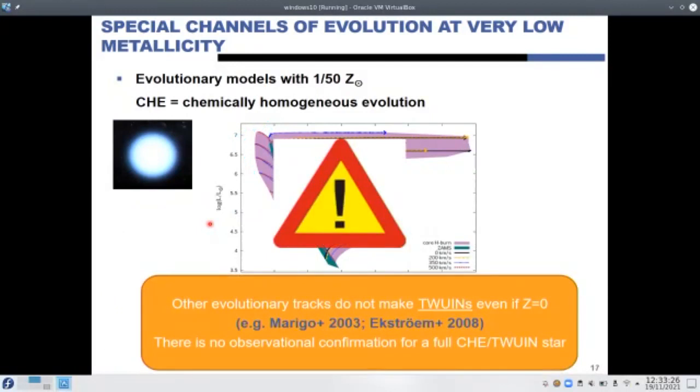And it's that not all the models of evolution predict these channels. And of course, we have not found an example yet from the observational point of view.